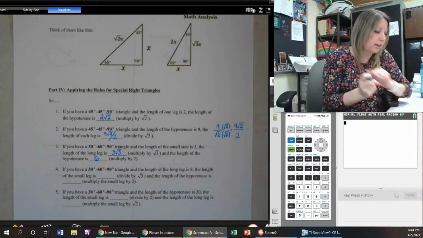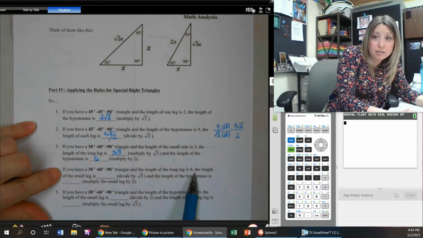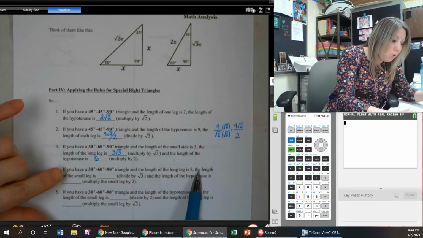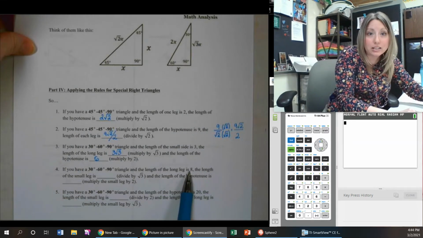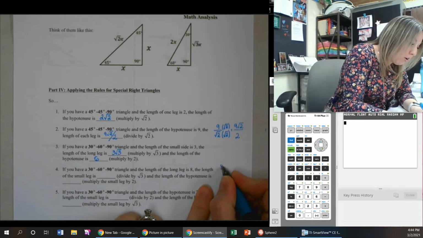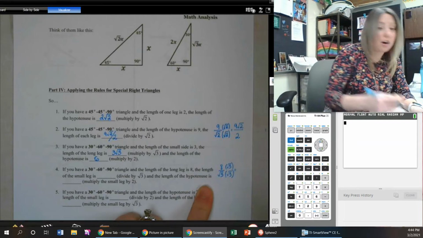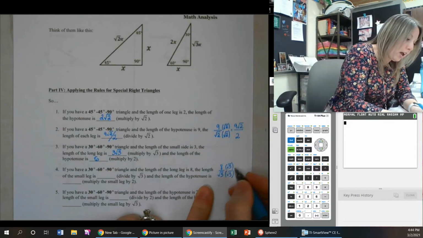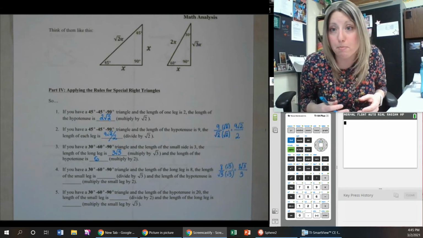It's not always going to be the case, as we know, right? So if you know the long leg, what you do is take this value and divide by radical 3. So again, because we're dividing by a radical, we have to rationalize, right? Because that's the relationship. So we end up with 3 on the bottom and 8 radical 3 on the top. Now take that and multiply it by 2.